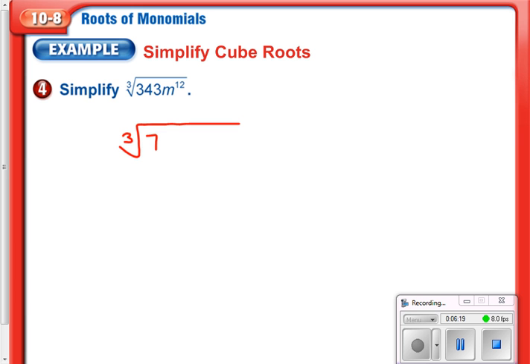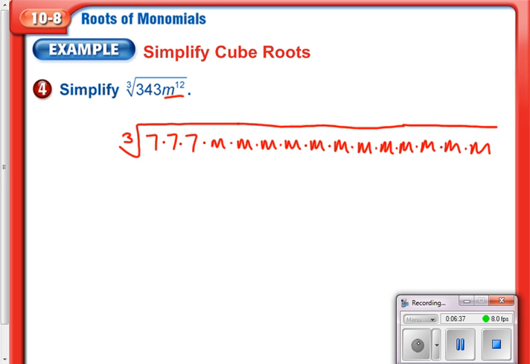You can break 49 down again. 49 is 7 times 7. So 343 is 7 times 7 times 7. Then we have m to the 12th power that I'm going to take care of. This is basically saying that I have 12 m's. So I'm going to list off 12 m's inside my cube root. There they are. Everything prime factorization right there.